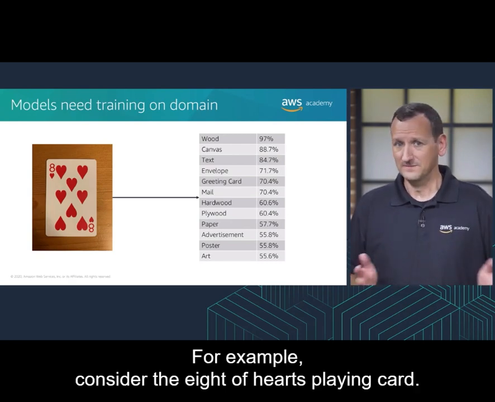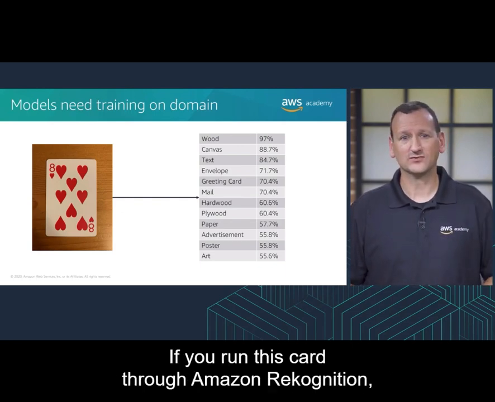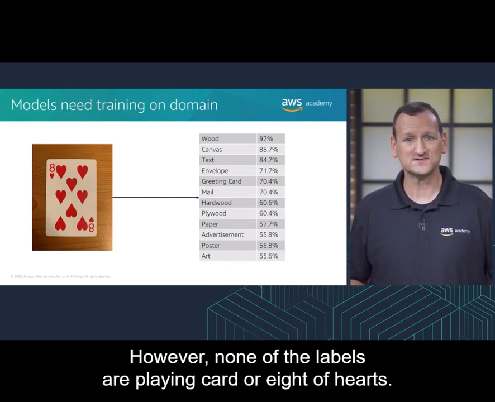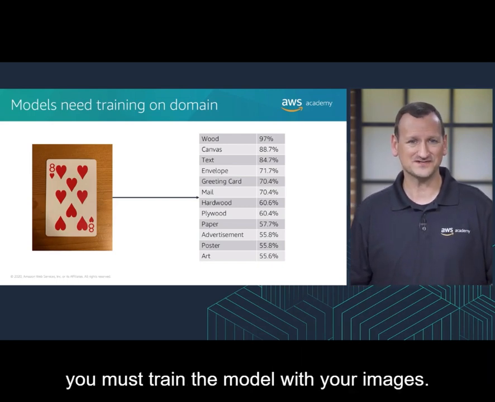For example, consider the 8 of Hearts playing card. If you run this card through Amazon Rekognition, the results show various attributes. However, none of the labels are playing card or 8 of Hearts. If you want Amazon Rekognition to detect images in your problem domain, you must train the model with your images.